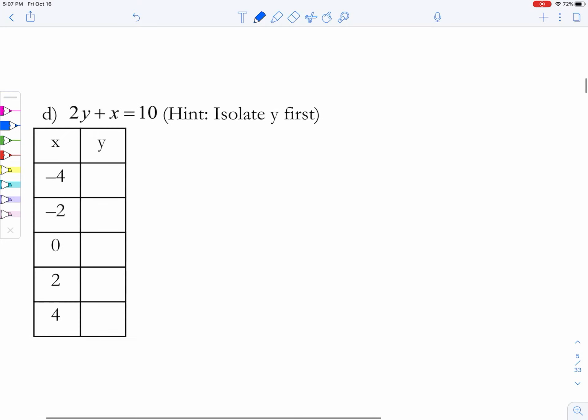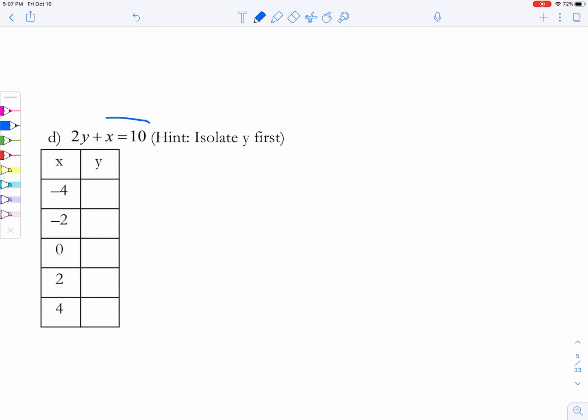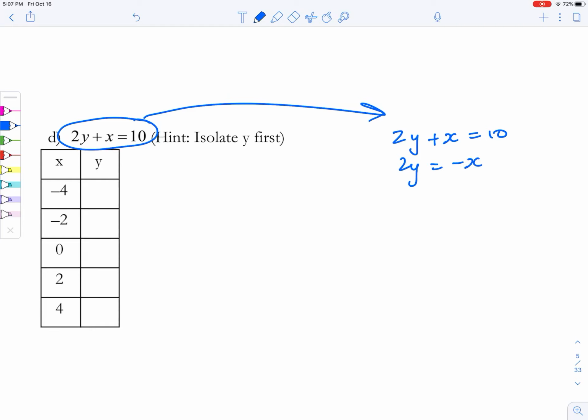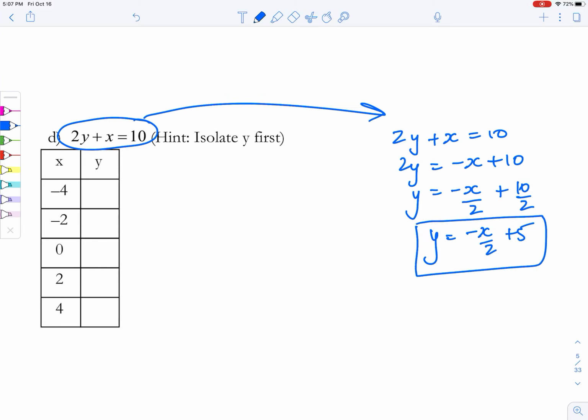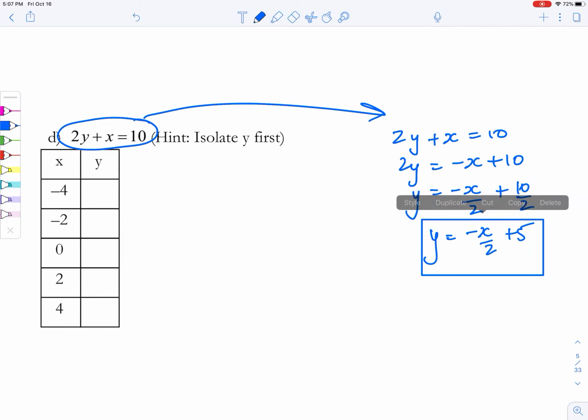D, we're going to isolate y again. So we're going to take this over here to get y plus x equals 10. And that gives me 2y equals minus x plus 10. Or y equals minus x over 2 plus 10 over 2, which is y equals minus x over 2 plus 5. So that's going to be our equation that we're going to substitute our x values into.